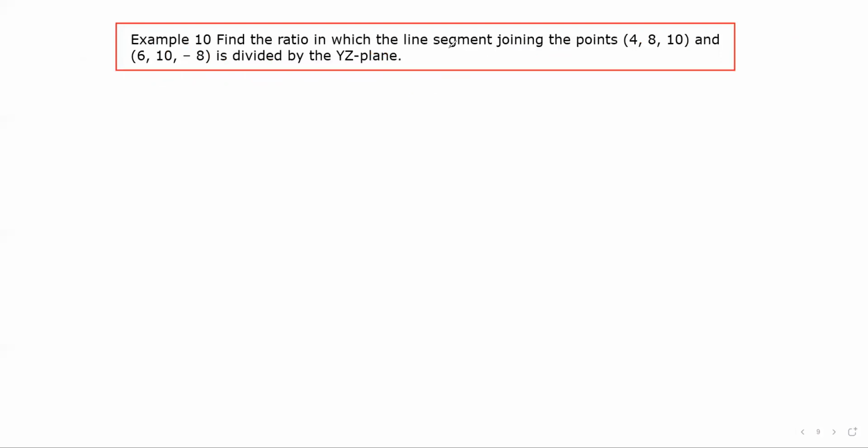Find the ratio in which the line segment joining the given points is divided by the YZ plane. So you have a line segment joining these points. Let these points be A, 4, 8, 10, and B, 6, 10, minus 8. You have to find the ratio in which this line segment is divided by the YZ plane.